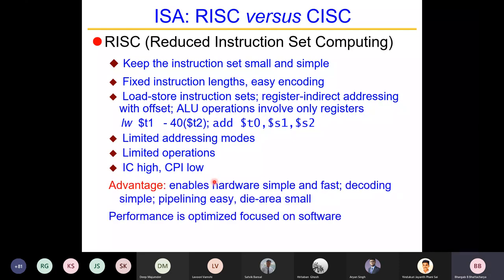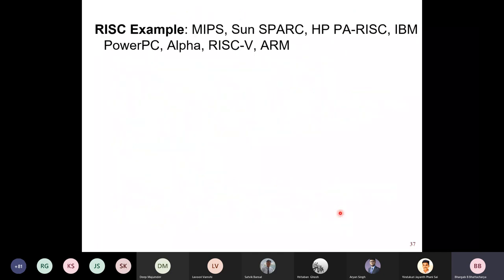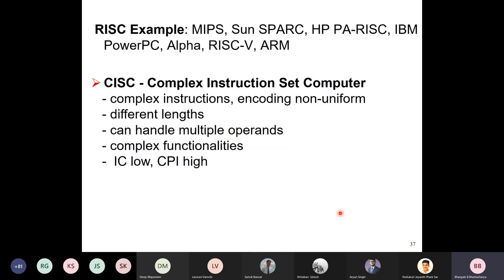So it has several advantages: hardware is simple and fast, decoding is simple, pipelining becomes easy, and die area, chip area, also becomes small because the hardware is smaller, and so on. Performance is optimized, focused on software. So these are the attributes of RISC. Typical examples are here. There are many other examples. Recent examples are RISC-V, ARM, and so on.